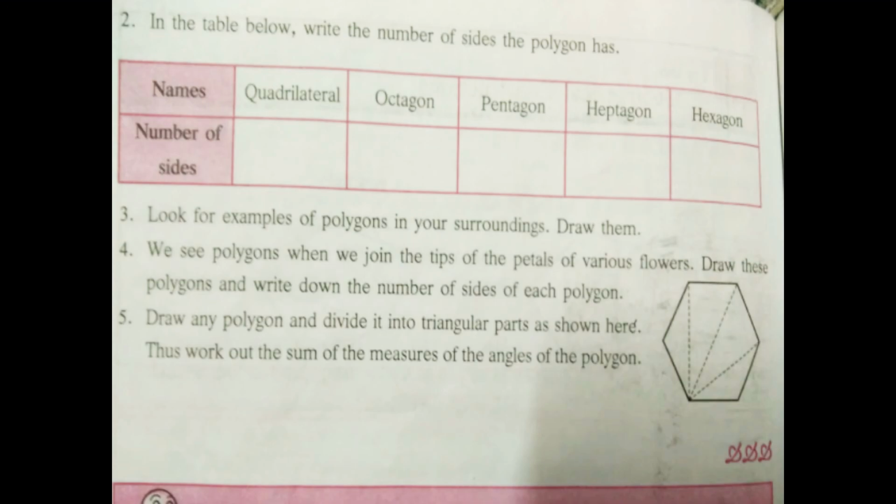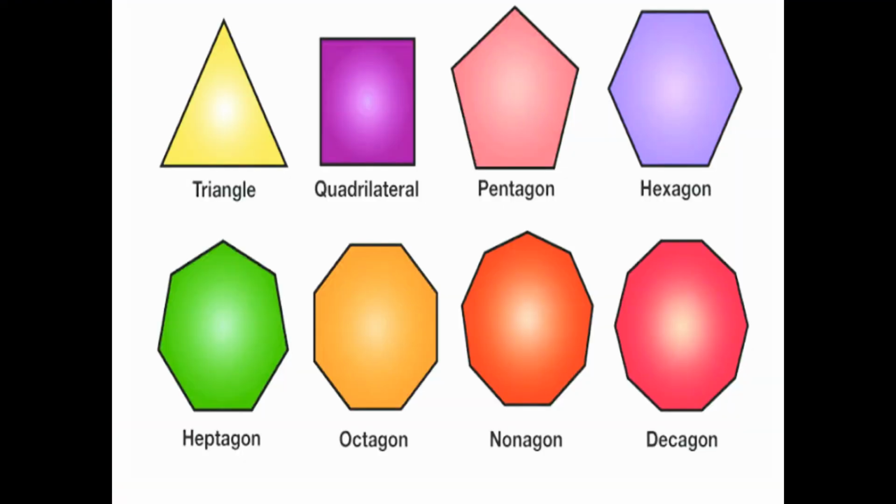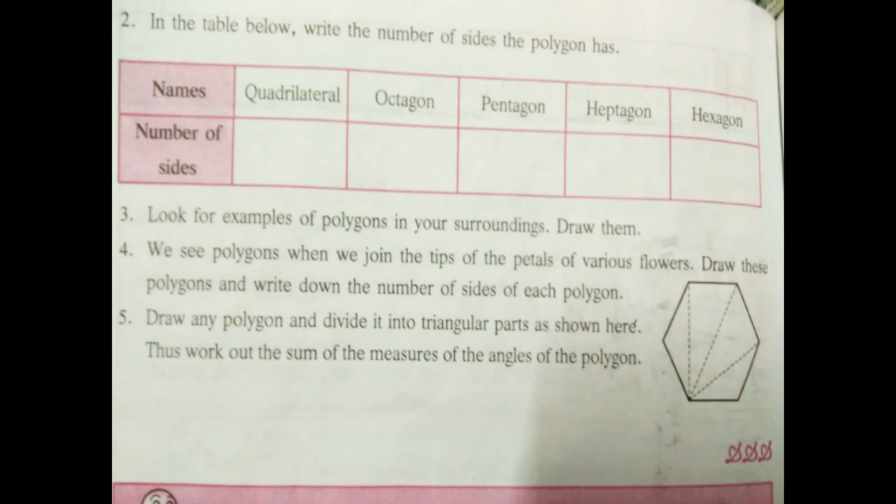Now second question. In the table below, write the number of sides the polygon has. Okay. Now look at the figure. First one is quadrilateral, number of sides. This is the quadrilateral. How many sides are there? Count. 1, 2, 3, 4. 4 sides are there. So your answer is first one 4. Okay.